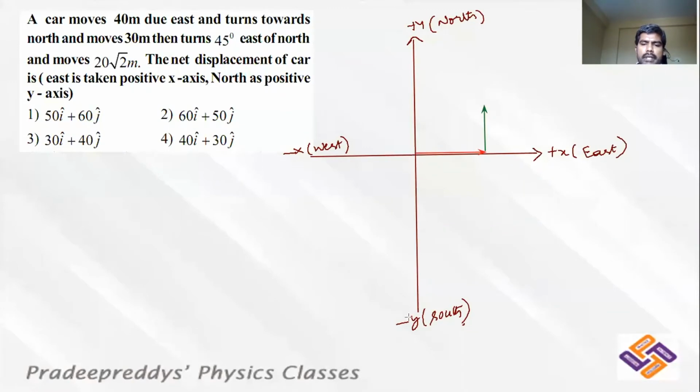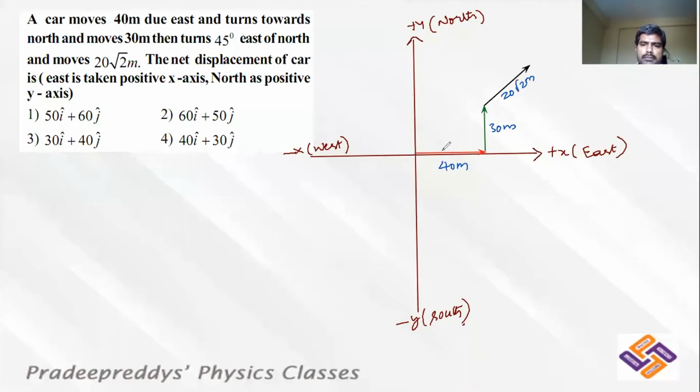And then what is being given? It turns 45 degrees east of north. So from north it is turning 45 degrees towards east, like this, and finally travels a length of 20 root 2 meter. So now let me write down the lengths here. This is 40 meter, this is 30 meter, and this is 20 root 2 meter. It is given to you in the problem.